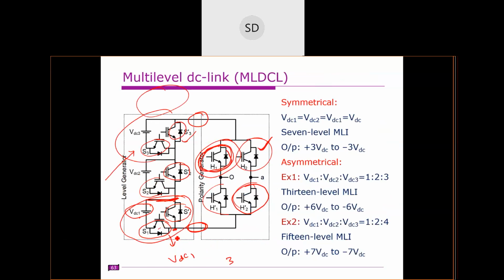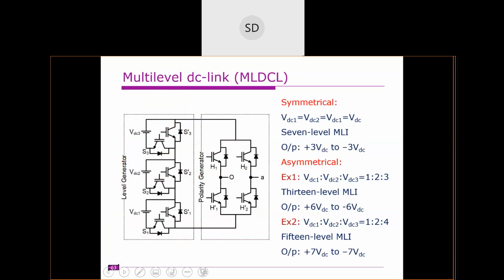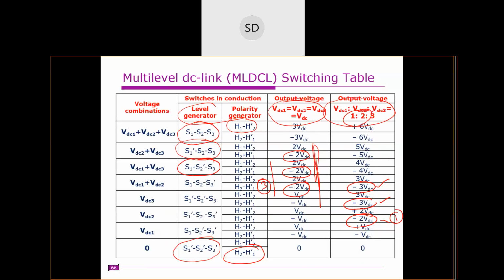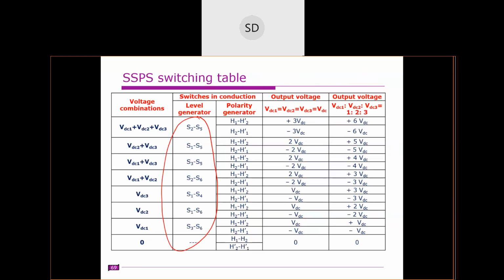Whereas in this circuit, you can obtain zero voltage by operating these three switches. Here also, if you want, you can operate these two bottom switches to obtain zero voltage. Clear? So that's why for 0 voltage some dots are given, which means there is no path for that, and it can only be obtained from the polarity generator.